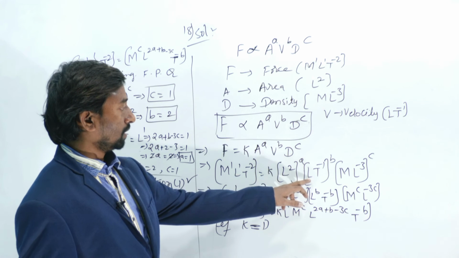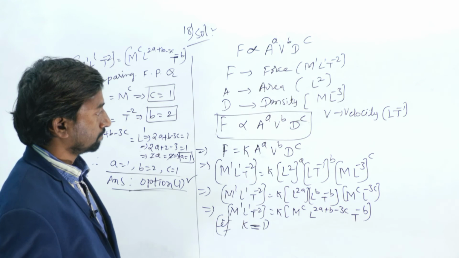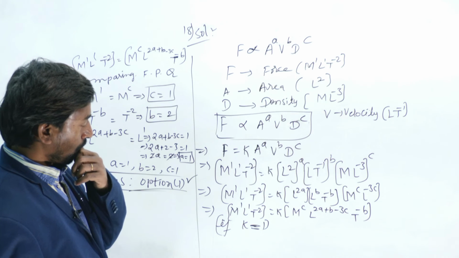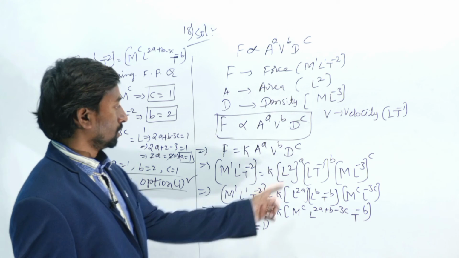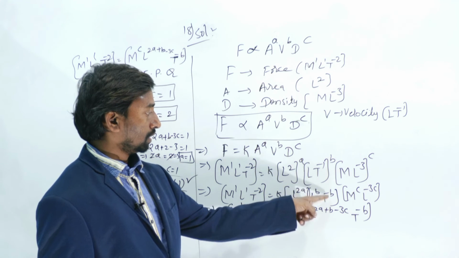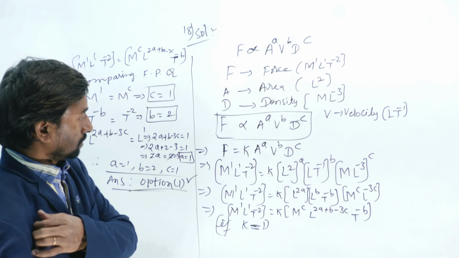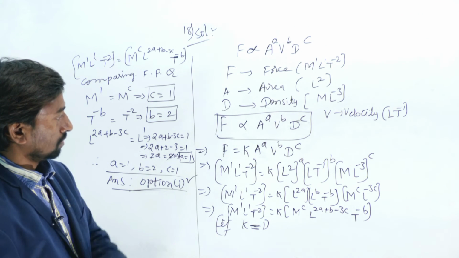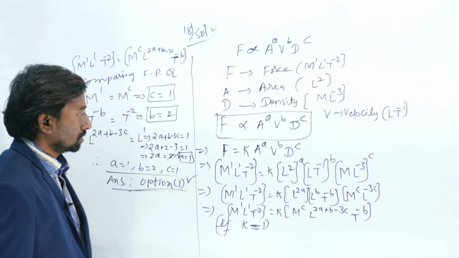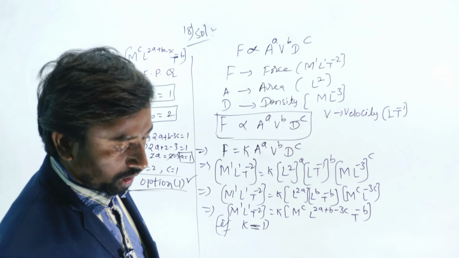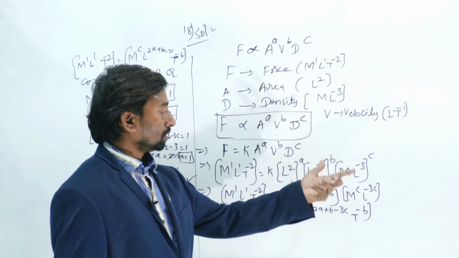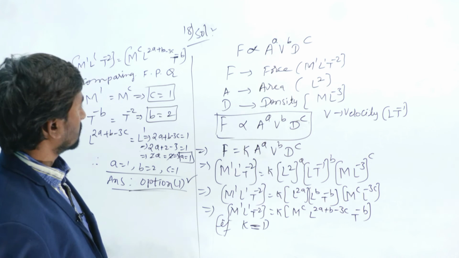A is the area, with velocity and density. So it will become L power 2a, L power b, and T power minus b. This is the correct option. Option 1 is the correct answer.